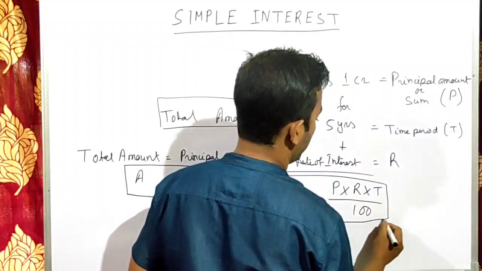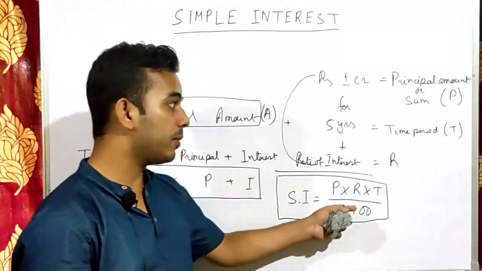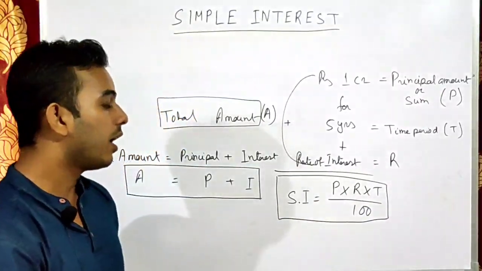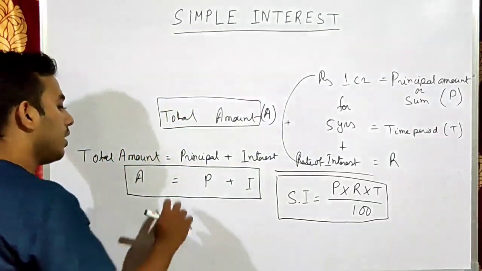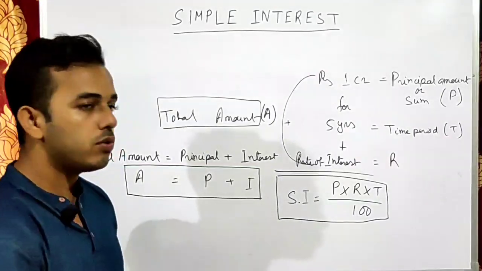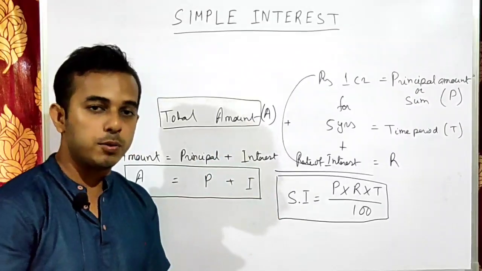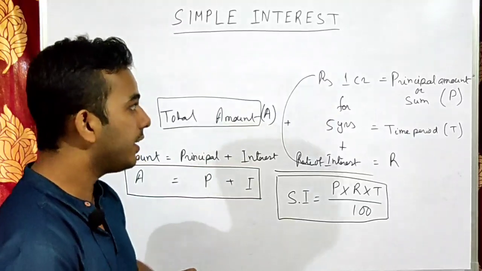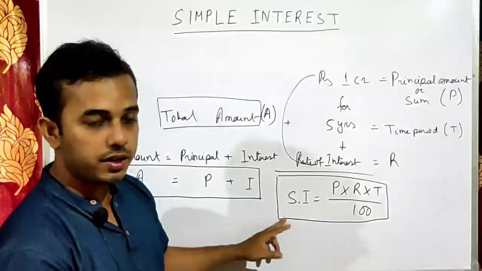That is how to find simple interest. P means principal amount, R means the rate of interest, and T means time period, and divided by 100, all of you know. These are the two rules or relations you must know. Is this clear? Let me tell it again: P is for principal, SI is for simple interest.